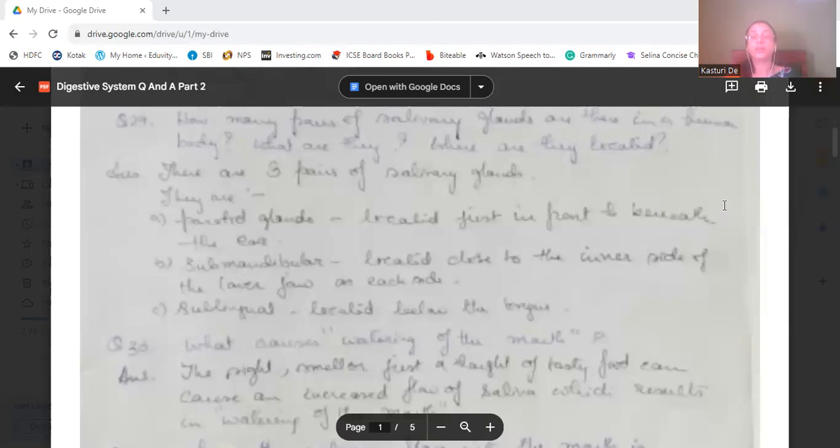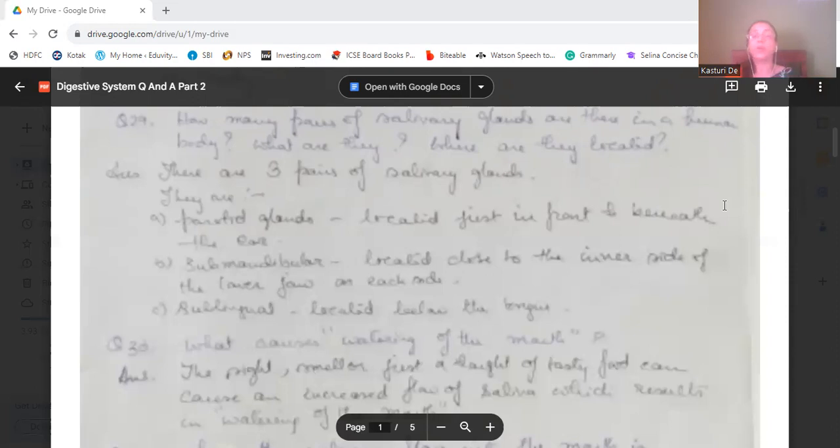Today's question we are starting with is: how many pairs of salivary glands are there in a human body? What are they and where are they located? 3 pairs of salivary glands, we know that is parotid glands, submandibular and sublingual. The parotid glands are located just in front and beneath the ear, here. Then submandibular, located close to the inner side of the lower jaw on each side, and sublingual is located below the tongue.